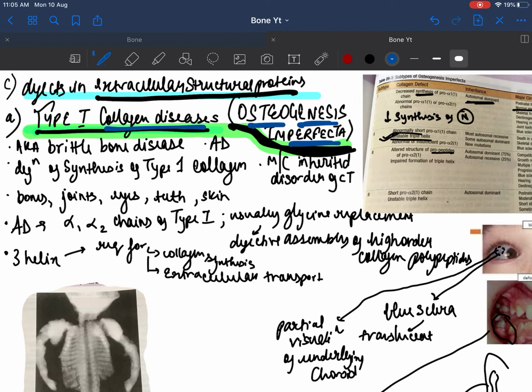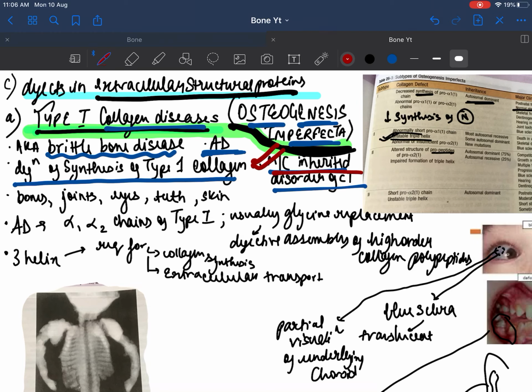So there is imperfect formation of bones in the body. This is also known as brittle bone disease, and in most conditions it is autosomal dominant. What will happen? There's a deficiency of the synthesis of type 1 collagen, and it is the most common inherited disease of connective tissue. This is very important. This came in NEET.